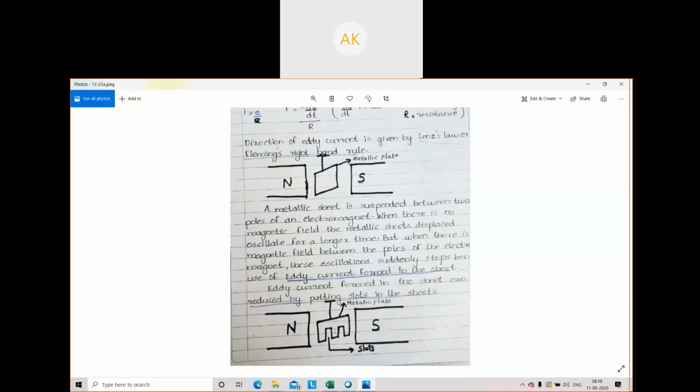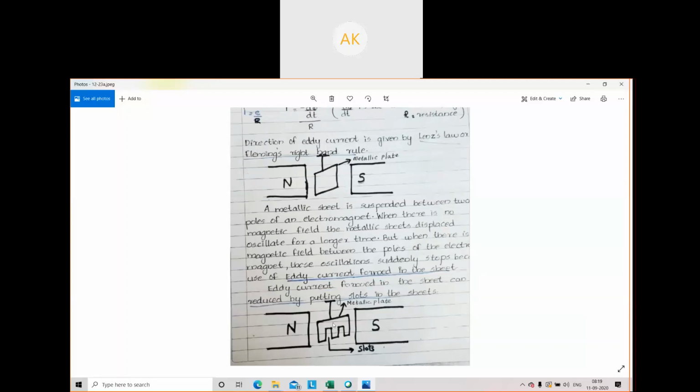For that, you put some slots in the same sheet. If you put some slots in it like this, do you know what happens? The eddy current formed will be less. Do you know the reason? Why is the eddy current formed less?